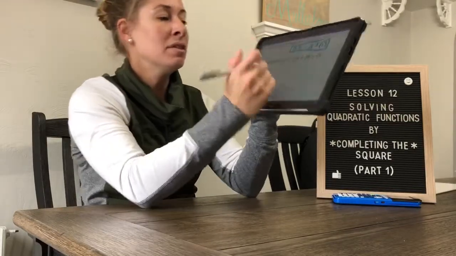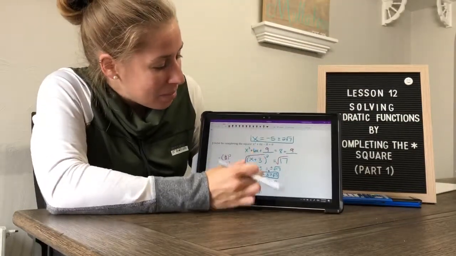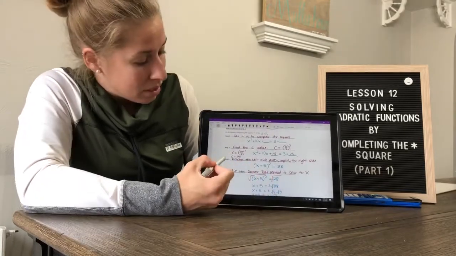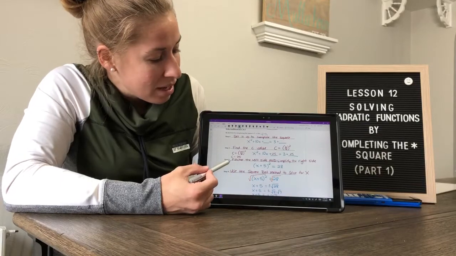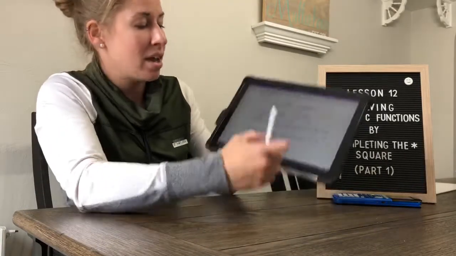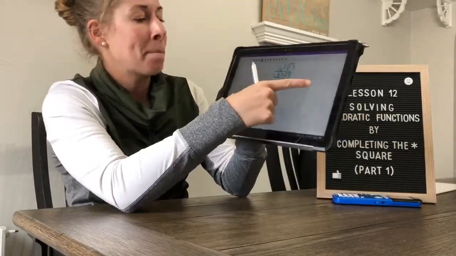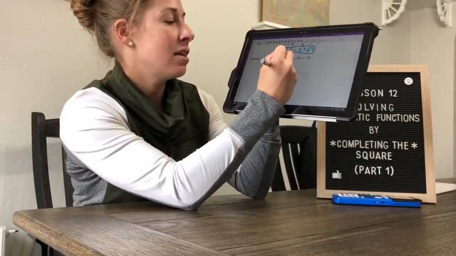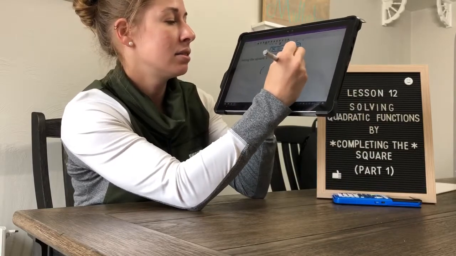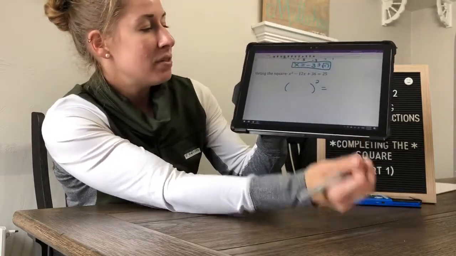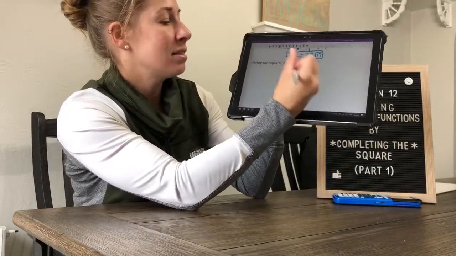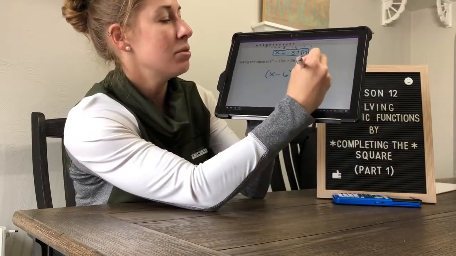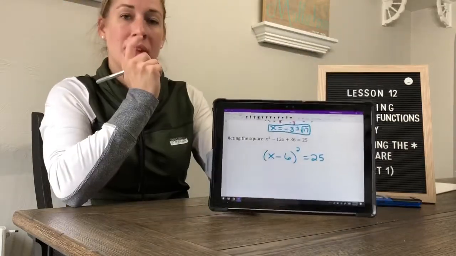Cool! So we just basically eliminated step 1 and 2. So now we just need to start at step 3, factor the left side, simplify the right, and then solve using the square root method. So you're going to factor the left side, which gives you x minus square root of 36 is 6, squared, equals 25. Well, that was easy.